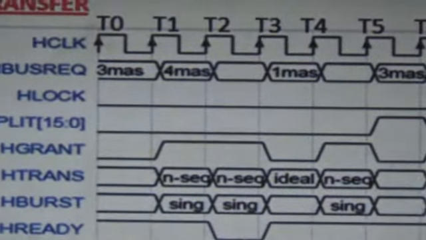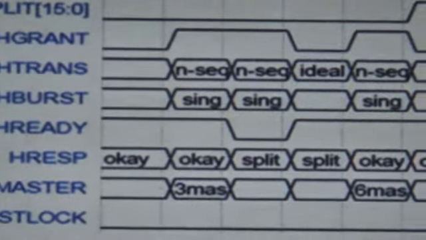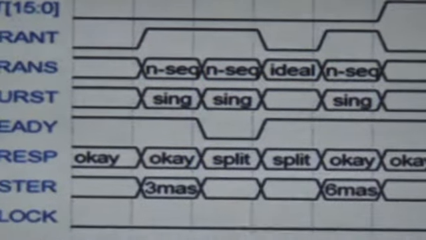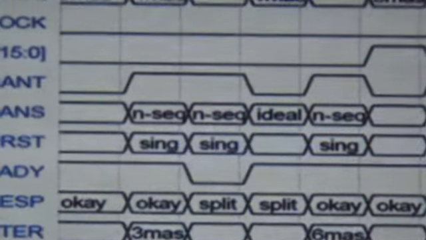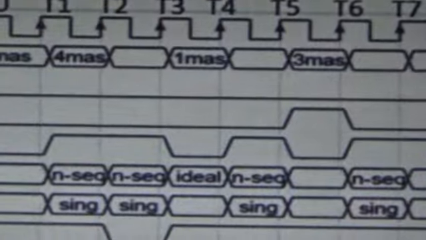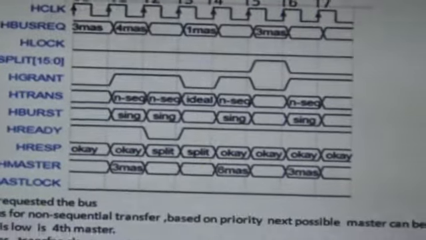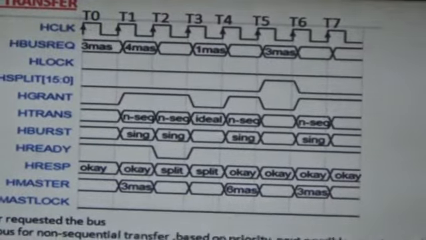transfer. And at T2 clock cycle, the slave responds with split. If you have seen here, at T2 clock cycle the slave responds with split. Since split is of 2 clock cycles, at T3 clock cycle the same split response is continued. The split response mentioned at T2 is continued at T3 also.